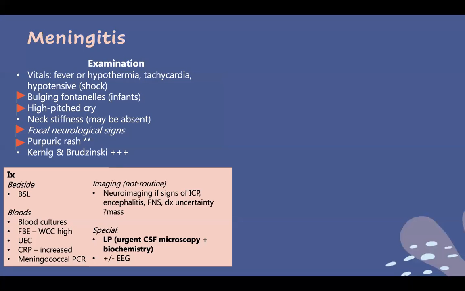So bacterial meningitis tends to have low glucose, more neutrophils and not as many monocytes, whereas a viral picture tends to give you either normal glucose, low neutrophils and high monocytes. And you can also do an EEG, in particular with encephalitis.